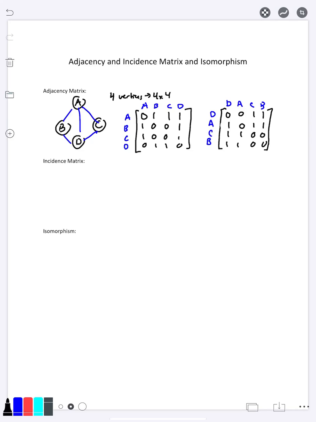Now, I do want to point out that there are variations on this adjacency matrix. For example, if you had a graph with a loop, sorry, I don't want to make that arrow there, just a regular loop. If you have a loop there, then A would be connected to A. You can have a 1 there, and that'd be fine.